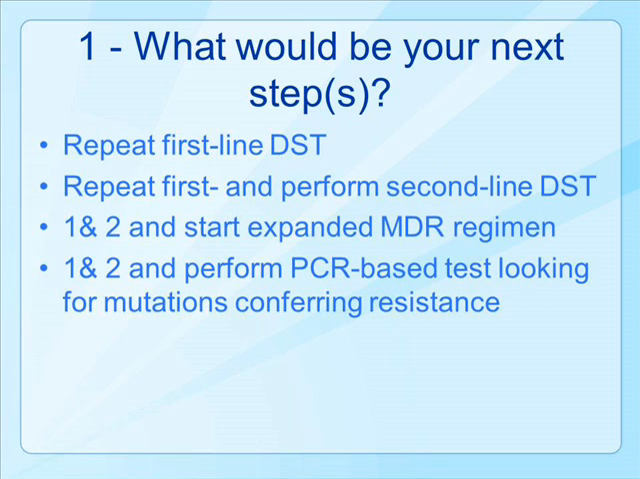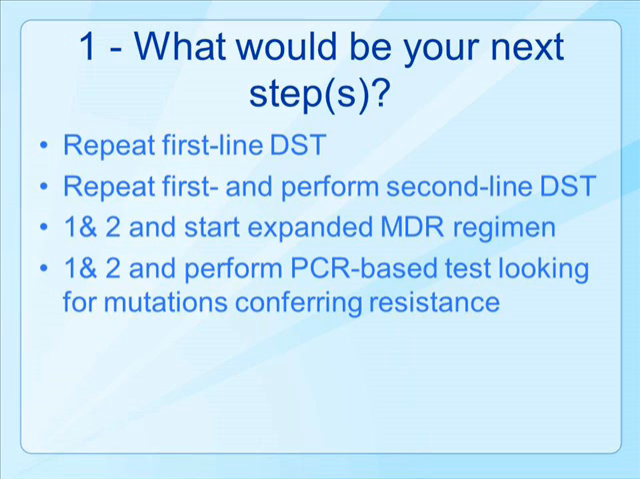What would be your next steps? Would you repeat first-line drug susceptibility testing, given that she's still culture positive? Repeat first-line testing and perform second-line drug susceptibility testing? Do both 1 and 2 and start an expanded MDR regimen? Or do 1 and 2 and perform some sort of a PCR-based test looking for mutations conferring resistance?